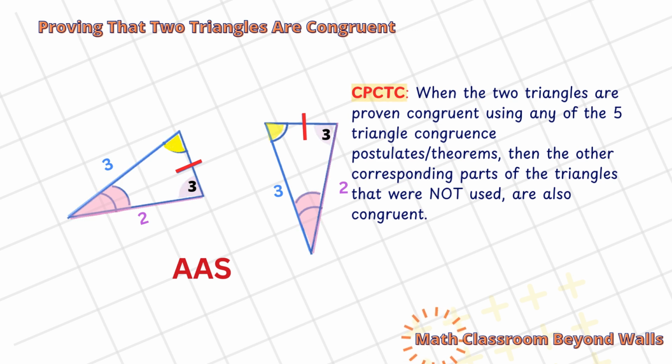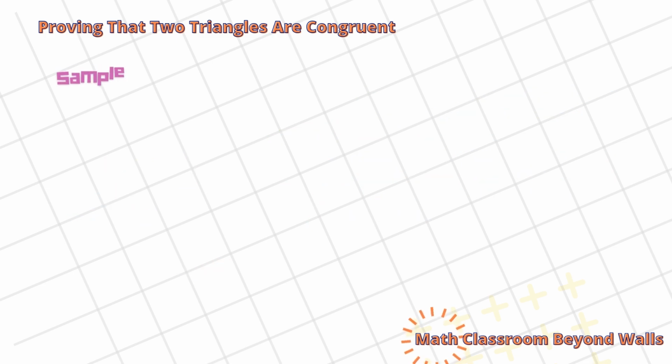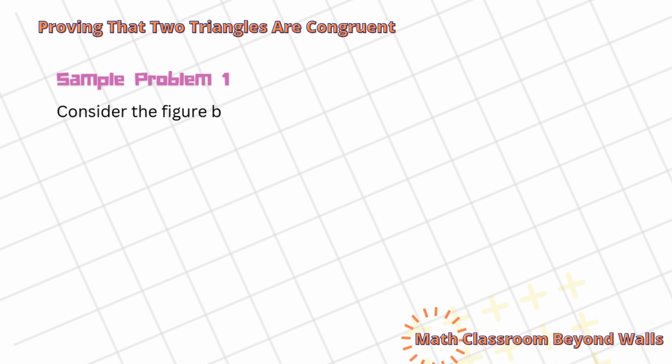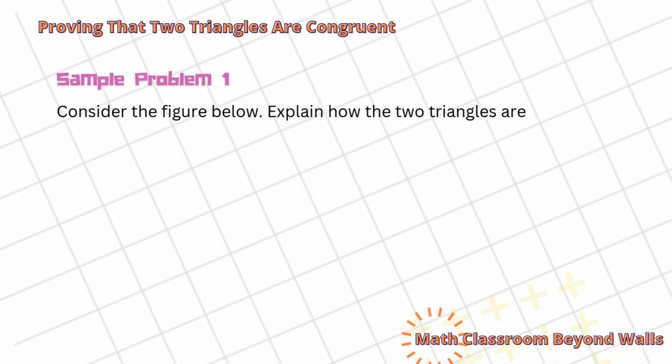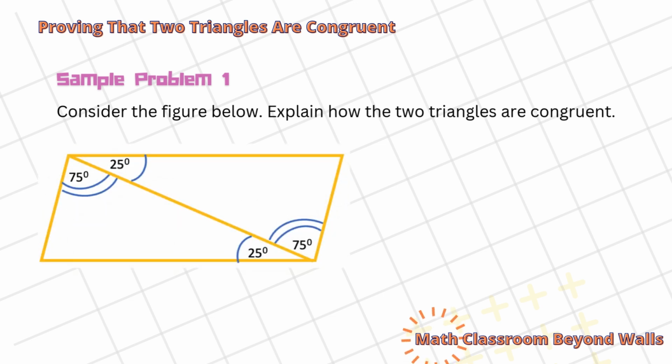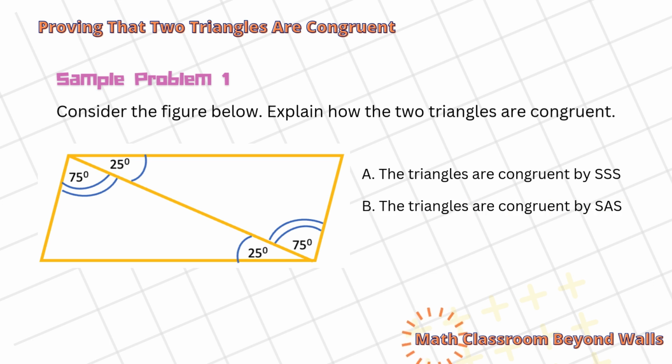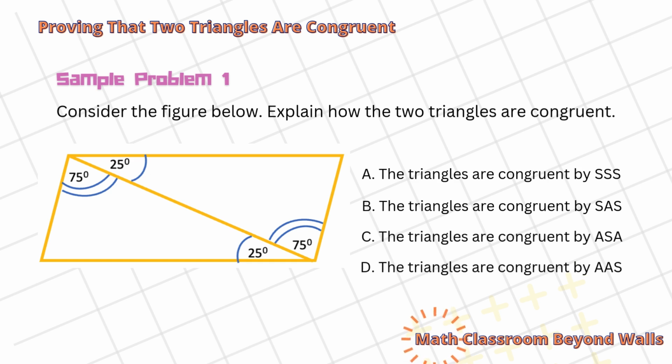Let us do the sample problems that follow to check our understanding of the concepts and to know what strategy to use in solving the problem. Here's the problem. Sample problem 1. Consider the figure below. Explain how the two triangles are congruent. So a figure is given. Options are here. A. The triangles are congruent by SSS. B. The triangles are congruent by SAS. C. The triangles are congruent by ASA. And D. The triangles are congruent by AAS.